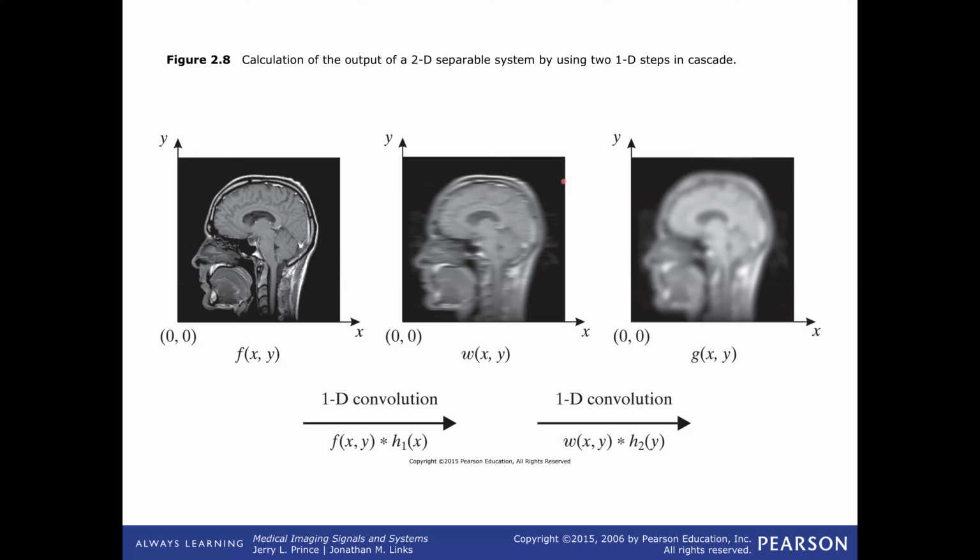Our point spread function was characterized by h1 times h2, right? And this is what our result is. This is our g(x,y). That's the output.